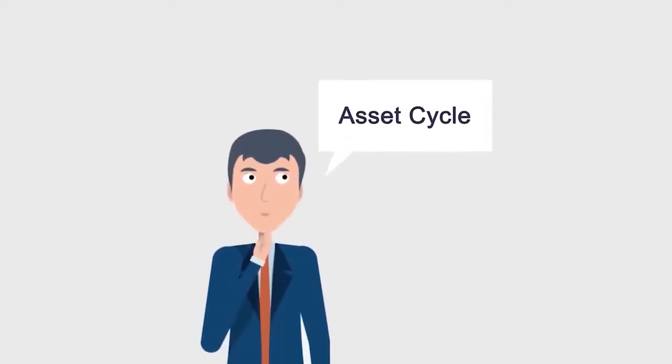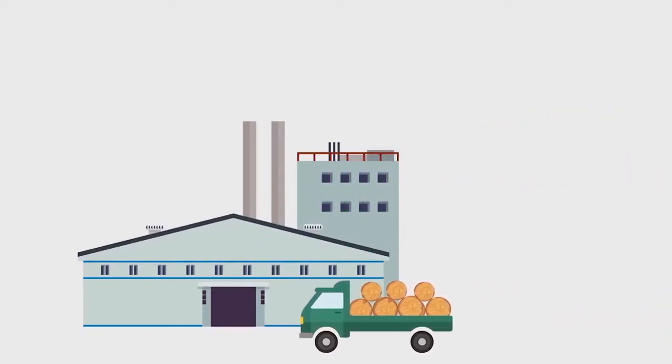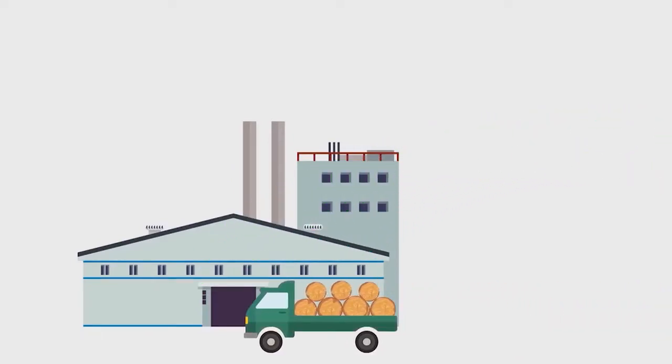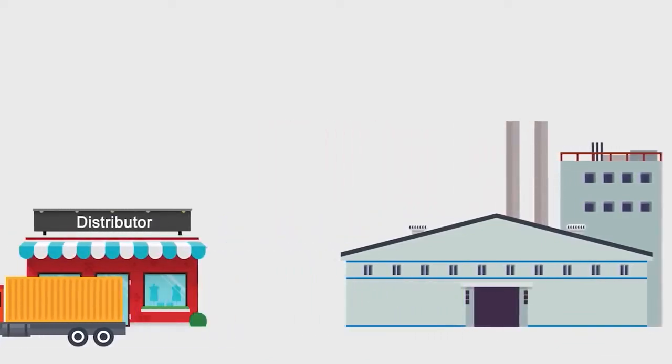To analyze current assets, first you will have to understand the asset cycle. Let us see what the asset cycle is. The first thing that companies do is use cash to buy raw materials. They use the raw material to make their product and then sell the product to their distributors and their customers.